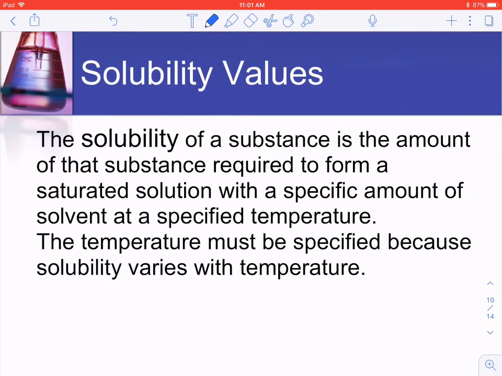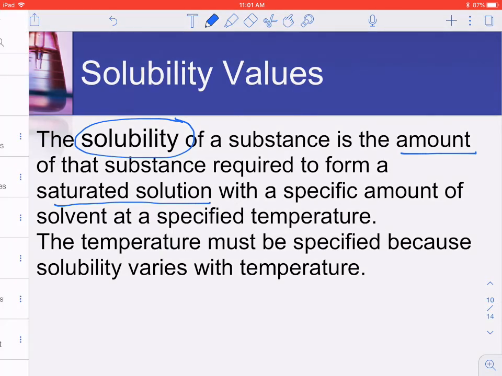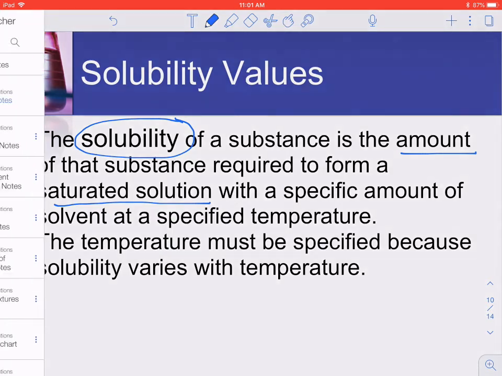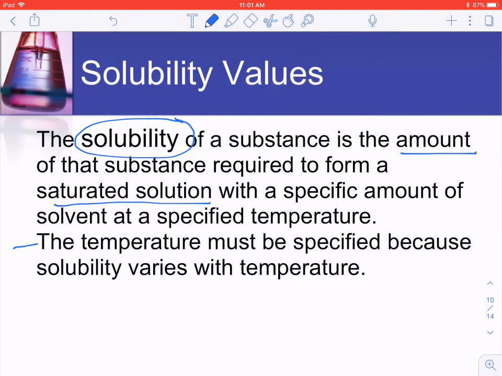So let's finally talk about a little bit of numerical values. The solubility of something is basically the ability of it to be dissolved, and we can measure it in terms of the amount of solute that is dissolved in order to form a saturated solution. As we saw with supersaturated solutions, we need to use a very specific temperature, because if we change the temperature, we change the amount that can be dissolved.